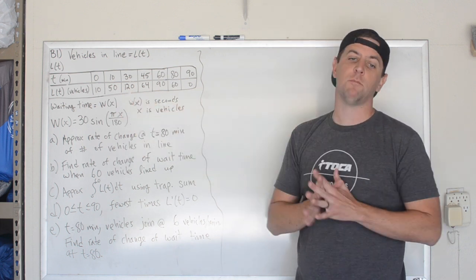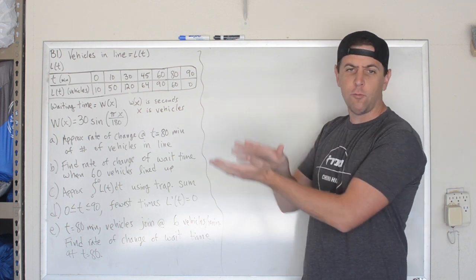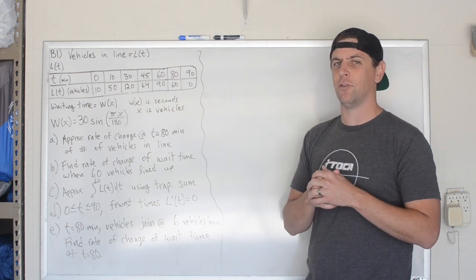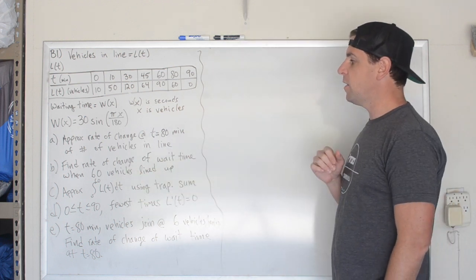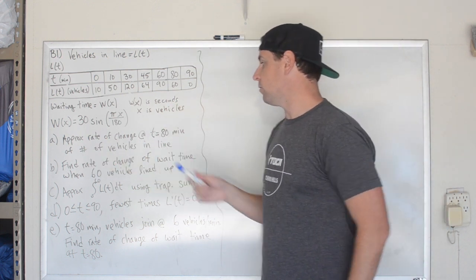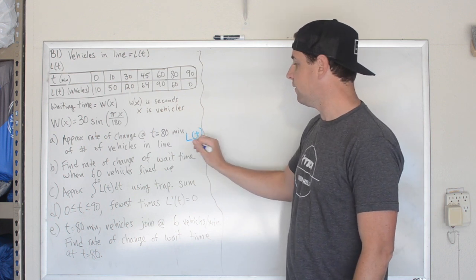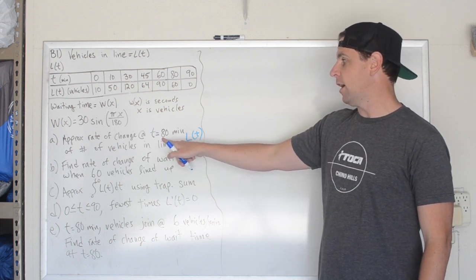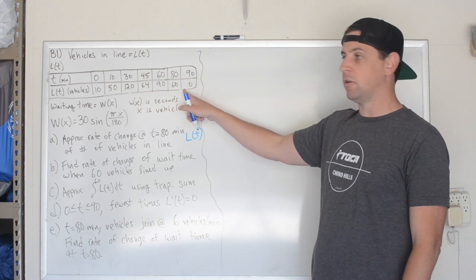So we have two different functions modeling this, and what I like to do is really understand what's going on first before I even read what they want me to do. It helps me at least gather what I'm trying to do for the problem. So let's get into part A now. They want me to approximate the rate of change at t equals 80 minutes of the number of vehicles in line. So what I'm thinking is, they want me to just use the L of t function at t equals 80 minutes. So I know I'm using L of t.